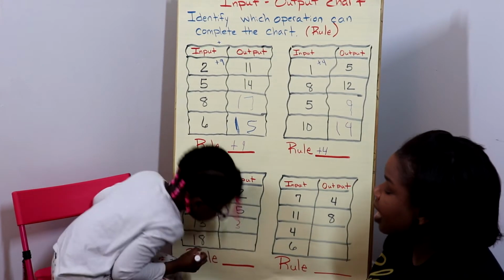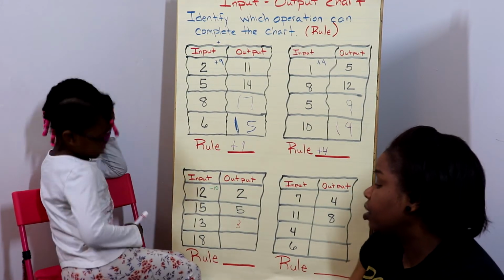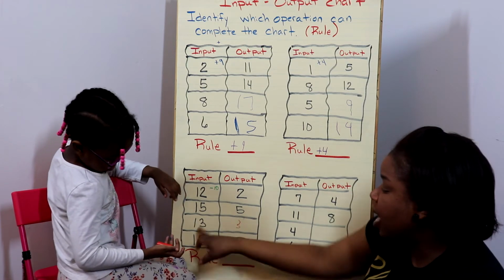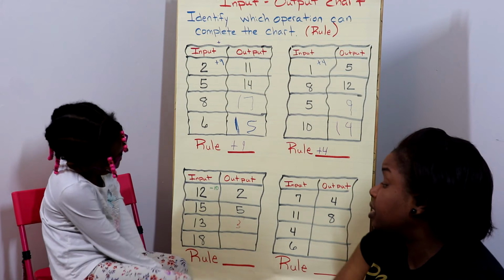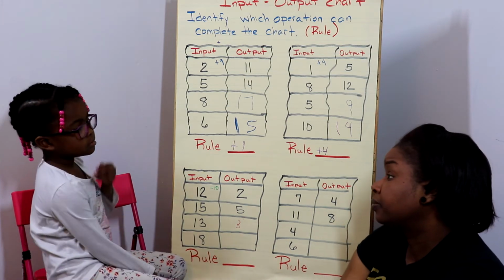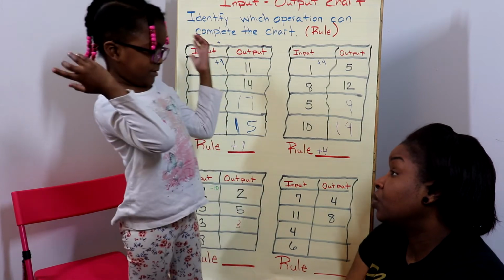All right, next one. You're going to write them yourself. 18 take away 10. How are we going to solve that problem? You have to have 18. You want to use my hands?